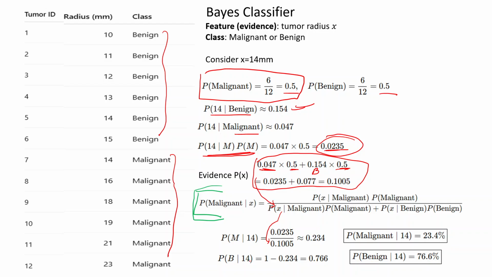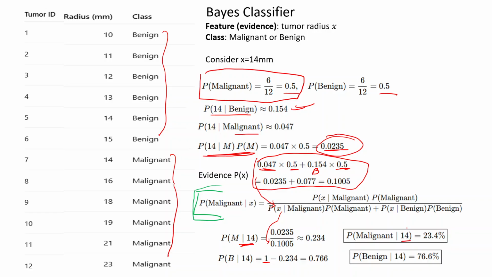And similarly, we can calculate the benign, that is probability of the benign with respect to 14 using the formula. But anyhow, we know only two classes are there. When we have calculated the probability for one class, the other class we can calculate as 1 minus the probability of that class, therefore 1 minus 0.234, which is going to come to the value 0.766. That is now finally the probability of the malignant with respect to the 14.